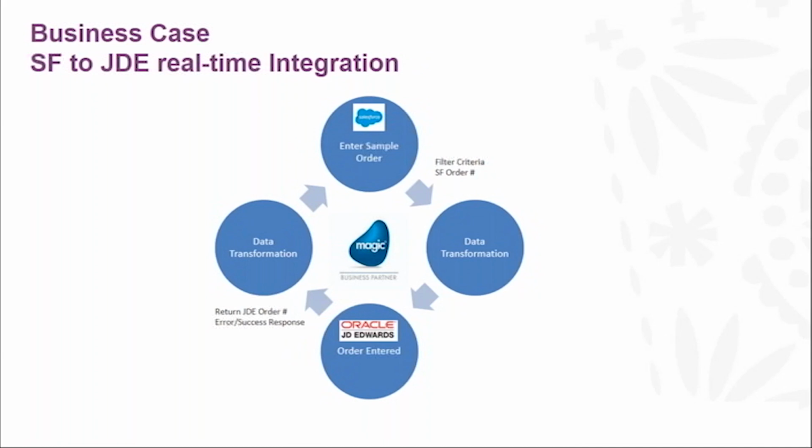Also, not all orders that are entered in Salesforce were to be sent over to JD Edwards, so there was some filter that we need to put in place, and there was to be some data transformation that had to happen since Salesforce data doesn't always correlate to JD Edwards master data, such as unit of measures, date formats, and things like that.